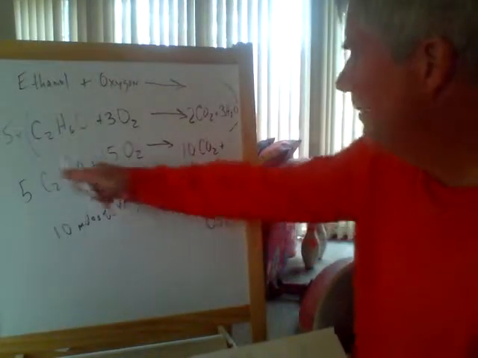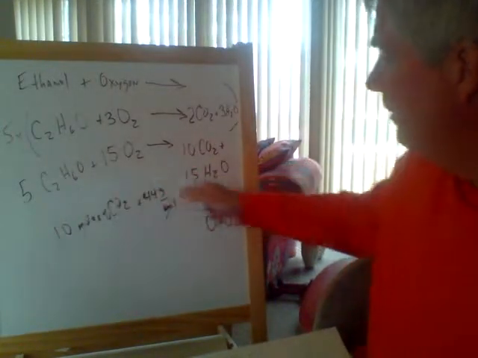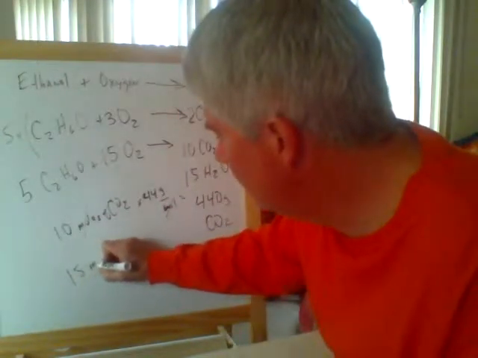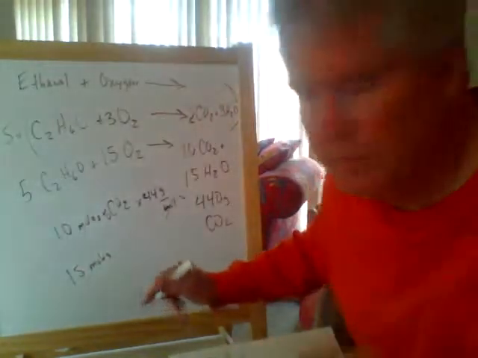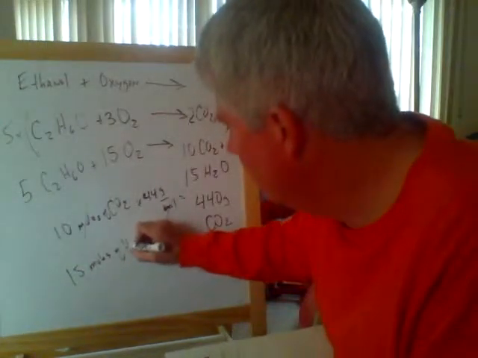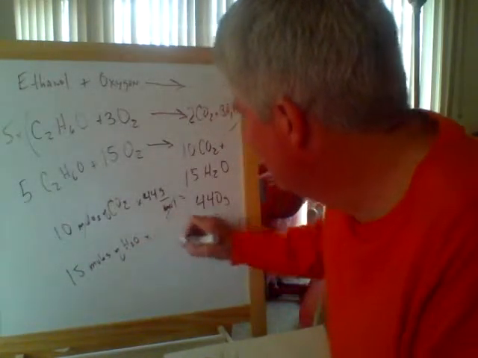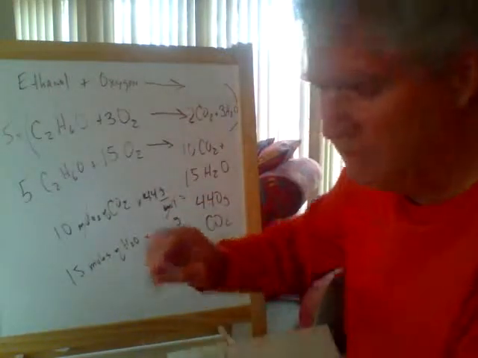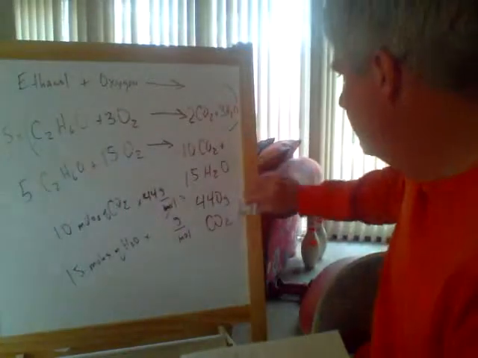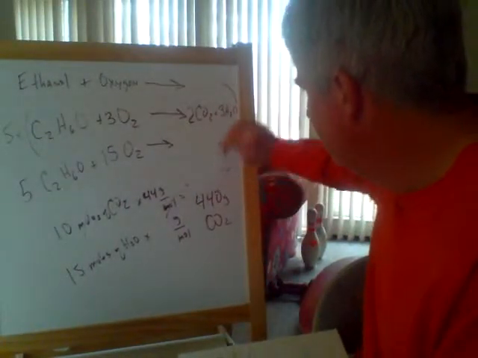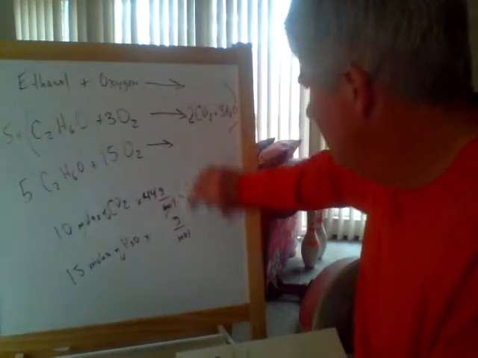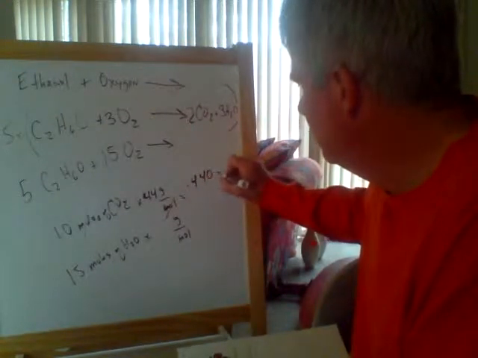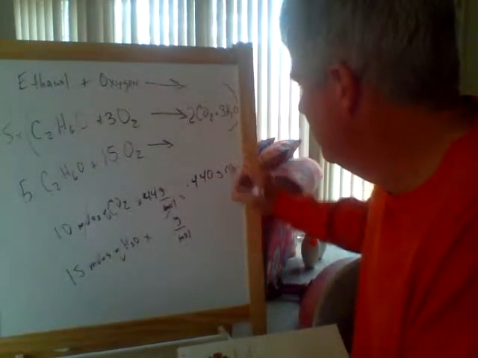For water, we know that 5 moles of ethanol is going to yield 15 moles of water. Okay, so 15 moles, still see that? Yeah, of water times the molar mass of water in grams per mole. I'm going to erase my 42 just for the moment. Actually, what I'm going to do is I'm going to erase these, so I can put this up here. It's 440 grams of CO2.